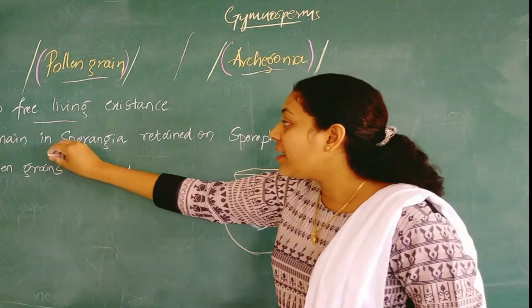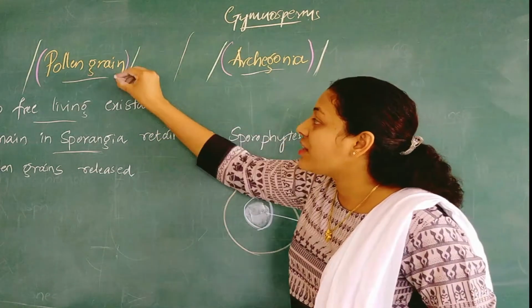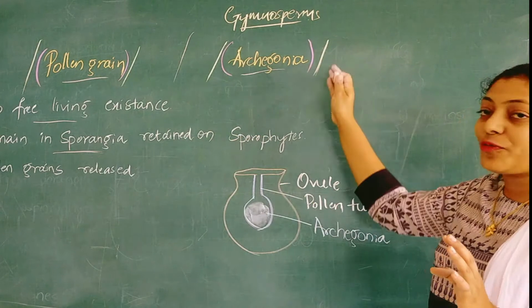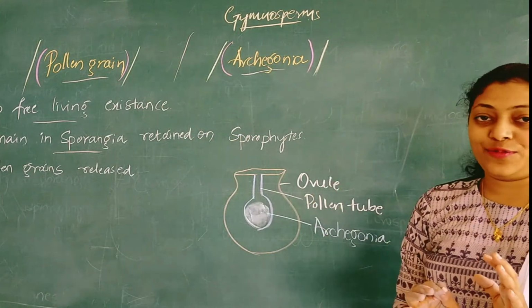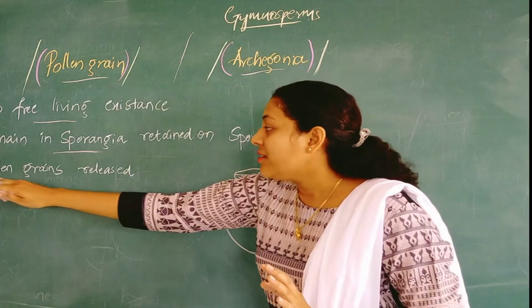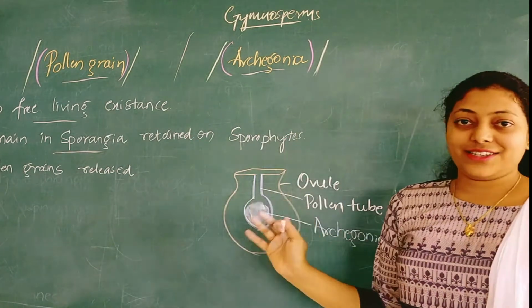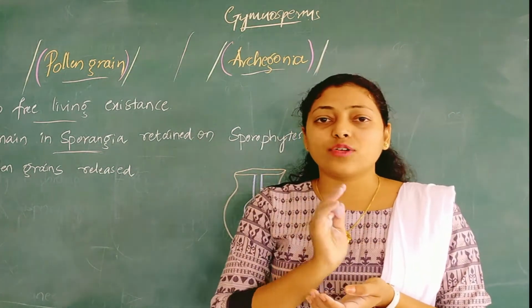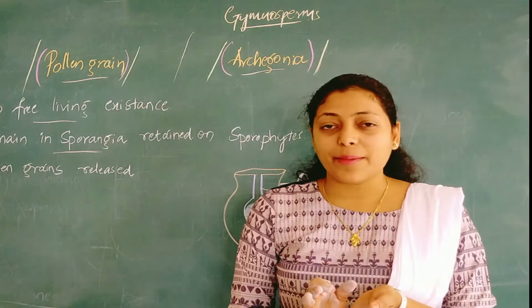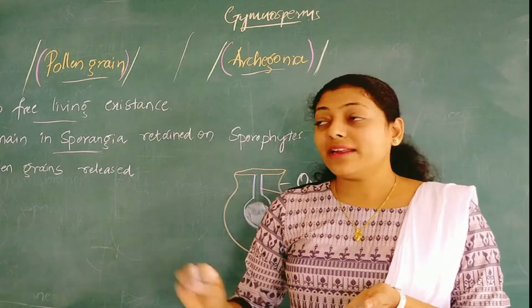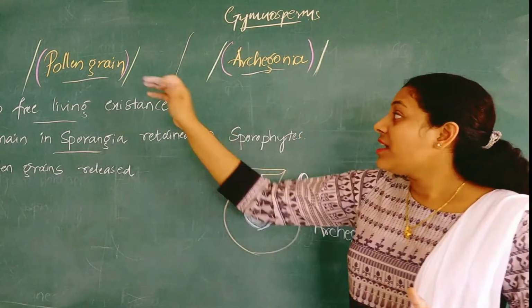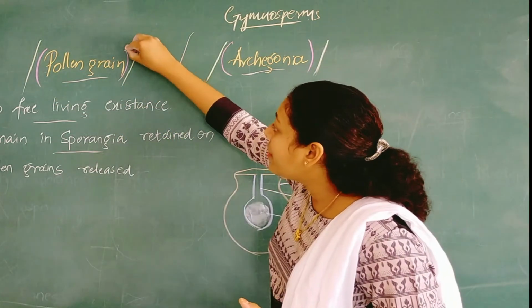Okay, and here we can see they remain in sporangia, with a protective covering, retained on sporophylls at the apex of the leaf. And then the pollen grains are released. Now there is the time for fertilization. A good season arrives, good climatic conditions arrive, and then the pollen grains are released, that is, the sporangia burst open.